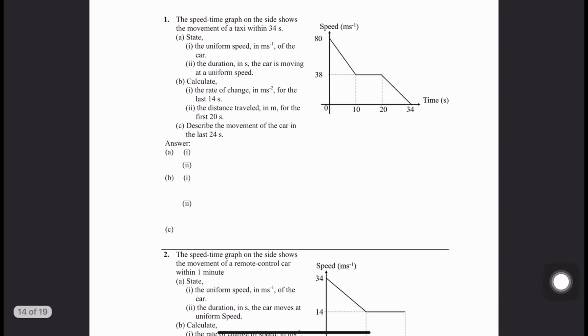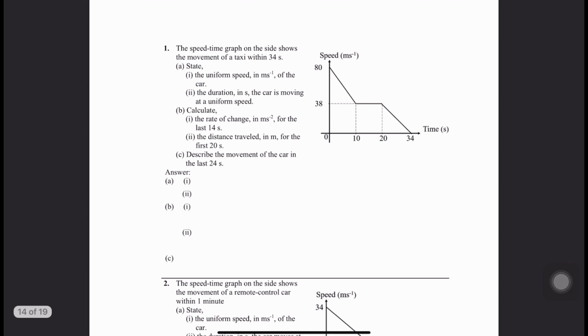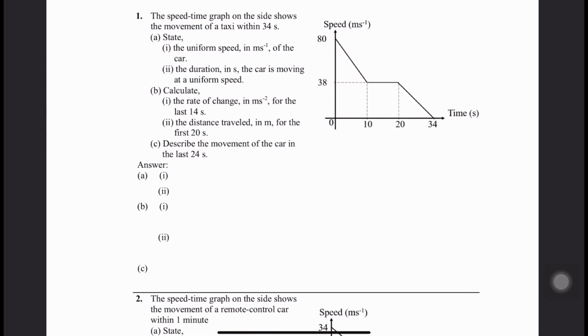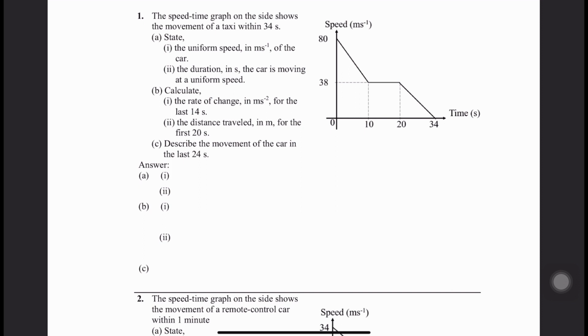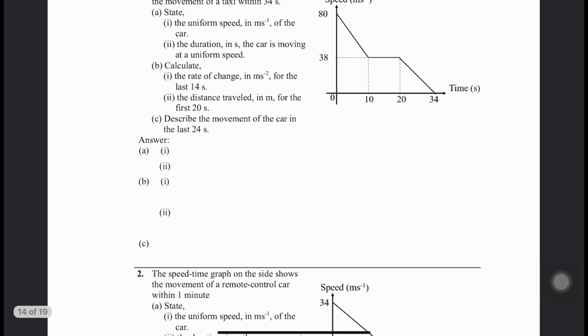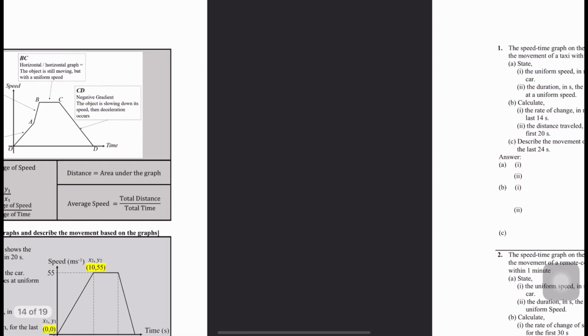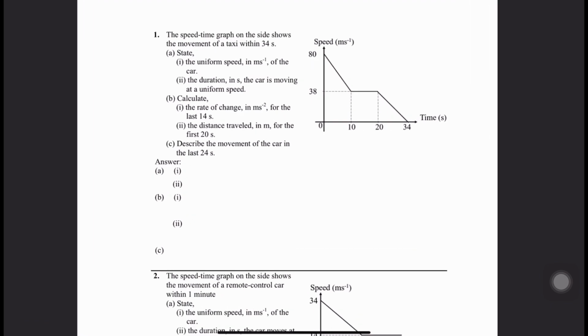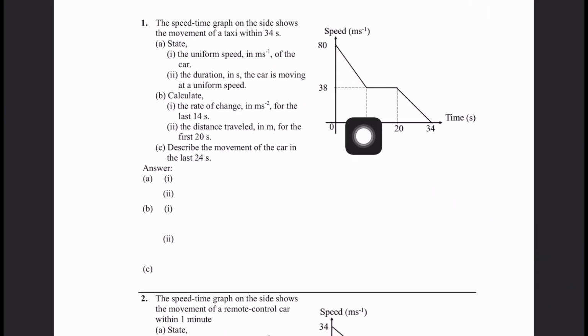Now let's proceed to the first example. So it's the first question. So the speed time graph. Wait, this is part D. The speed time graph on the side shows the movement of a taxi within 34 seconds. Dalam 34 second. State the uniform speed in meter per second of the car.